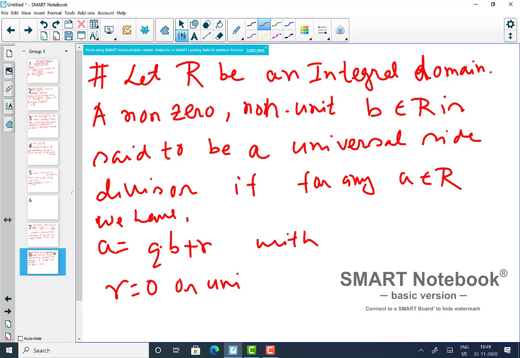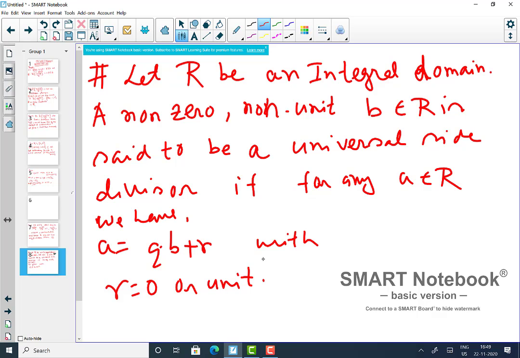See, remember in the definition of Euclidean norm, we say R equal to 0 or norm of R is less than norm of B, right? But here I am saying that it is a unit. So this is kind of trivially telling that every Euclidean domain contains at least one universal side divisor, right? I will give you a proof.